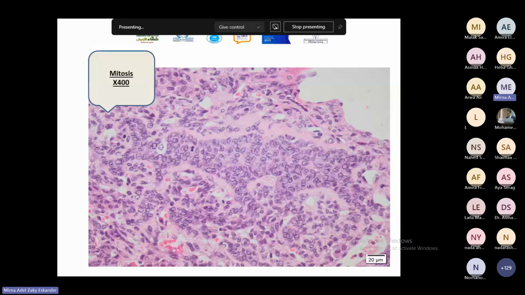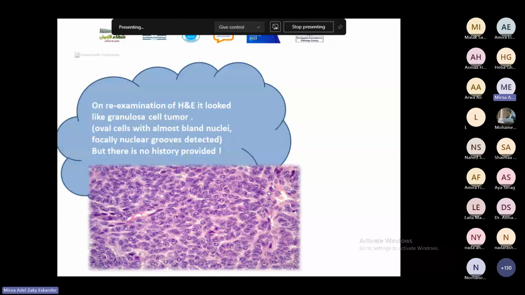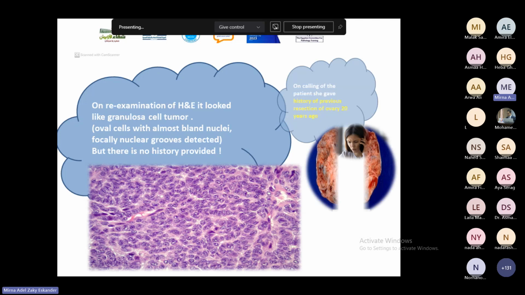And also looking for mitosis, we can see brisk mitosis, as we said before, about 3/10 per high power field. On re-examination of the H&E, it looked like granulosa cell tumor, as we have oval cells with almost bland nuclei, focally nuclear grooves detected, but there is no history provided. So what we have to do here is call the physician or the patient.